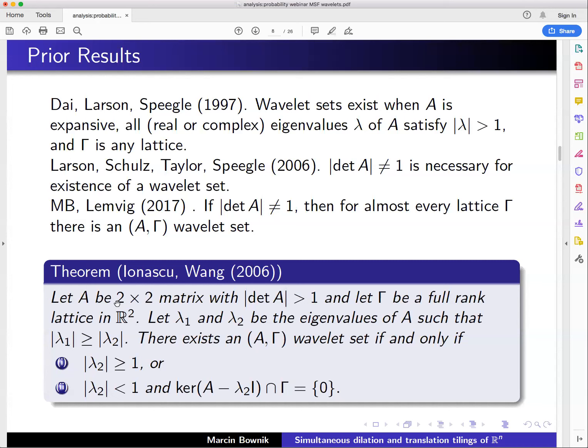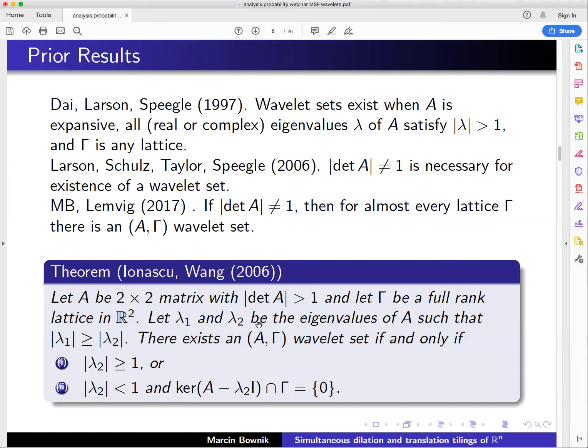So now comes the problem. This is really, I would say, a breakthrough, at least a characterization in 2 dimensions that's due to Ionescu and Wang. They formulated this result in a slightly different way than here, but this is essentially what they have proven: when you have a 2x2 matrix A with, let's say for simplicity, determinant of A bigger than 1, because if it's less than 1 you take its inverse and there's no problem, and Gamma is a full rank lattice in R2.